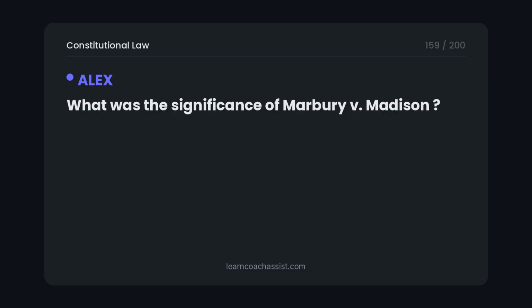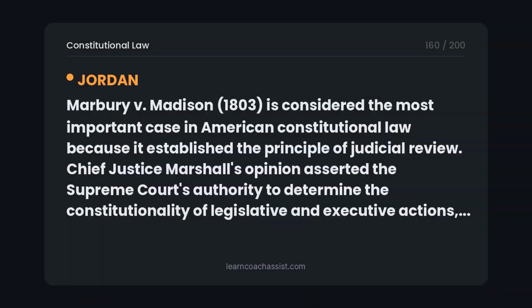What was the significance of Marbury versus Madison? Marbury v. Madison, 1803, is considered the most important case in American constitutional law because it established the principle of judicial review. Chief Justice Marshall's opinion asserted the Supreme Court's authority to determine the constitutionality of legislative and executive actions, making the judiciary a co-equal branch.